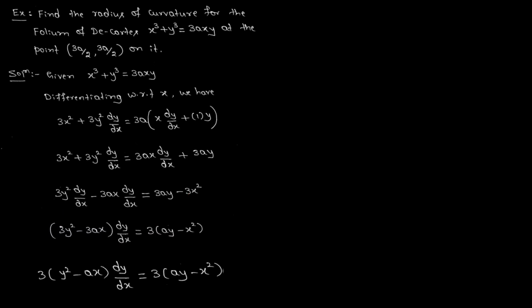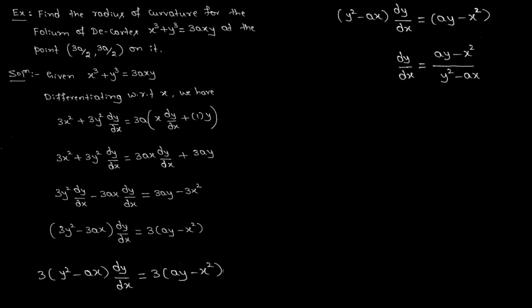Yes, here we have taken 3 common, then this 3 and this 3 get cancelled, then dy by dx is equal to ay minus x square divided by y square minus ax. This 3 has been cancelled here. So this is our dy by dx. That is y1 we got. dy by dx can be written as y1.